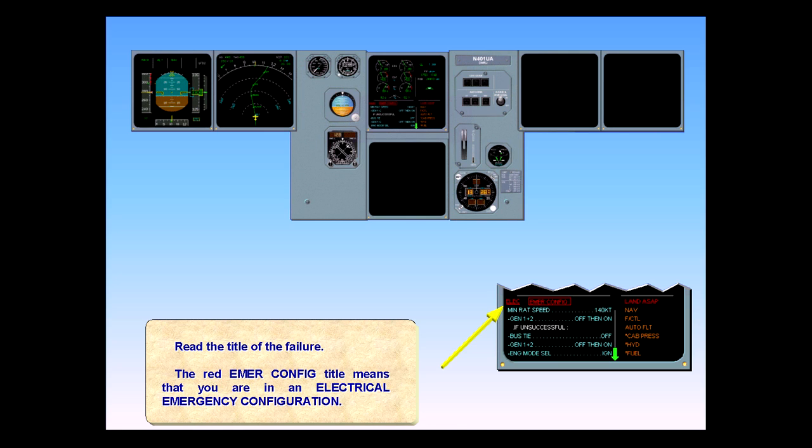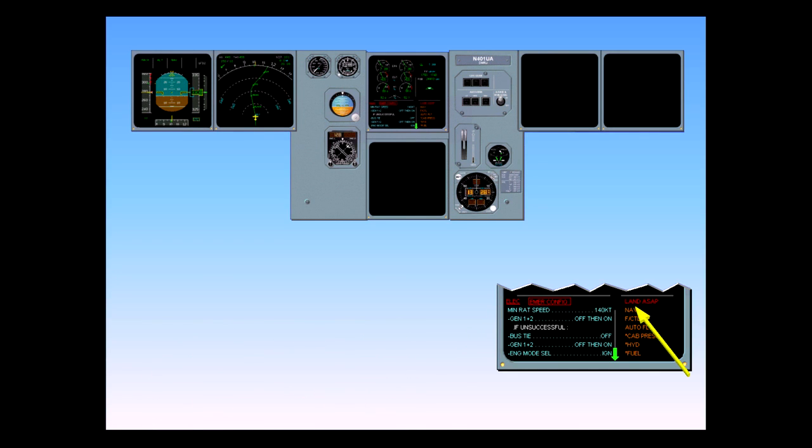Note the red message in the memo portion of the ECAM. Land ASAP. Both generators have been lost. The only electrical power available right now is the RAT and the batteries. Therefore, it is recommended that a landing be made with reasonable haste.